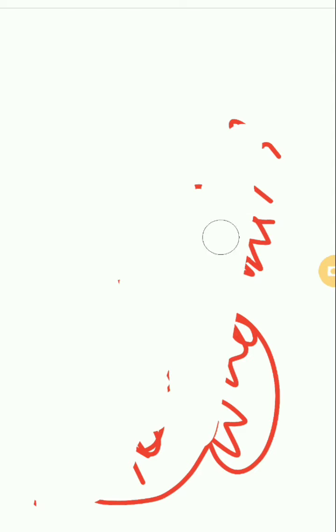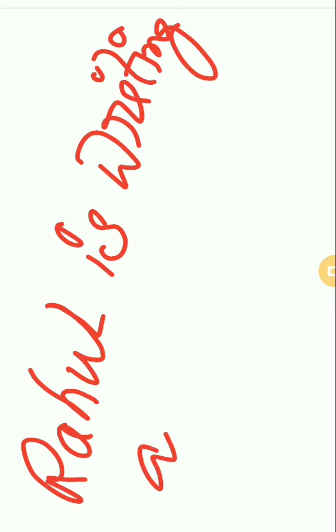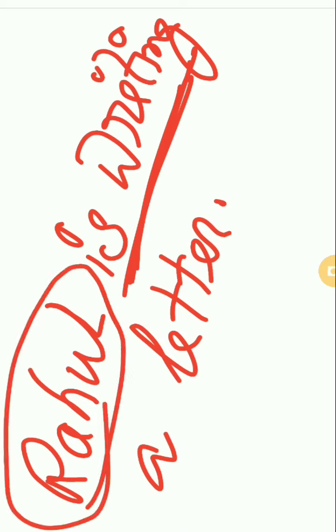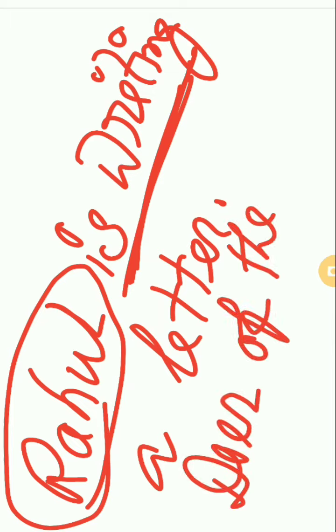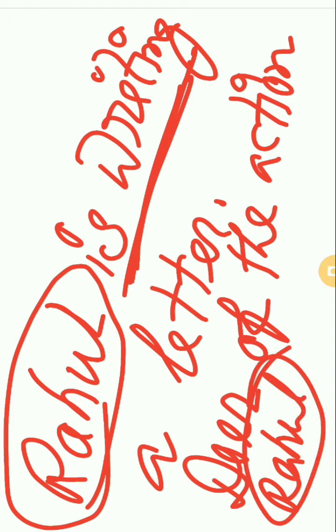Let's take one more example, some easy example. Suppose: Rahul is writing a letter. Now in this sentence, if you ask who is doing the action, writing, we can easily say Rahul. That means the doer of the action. Who is the doer of the action here? The doer of the action is Rahul. So we can say that Rahul is our subject of the sentence.